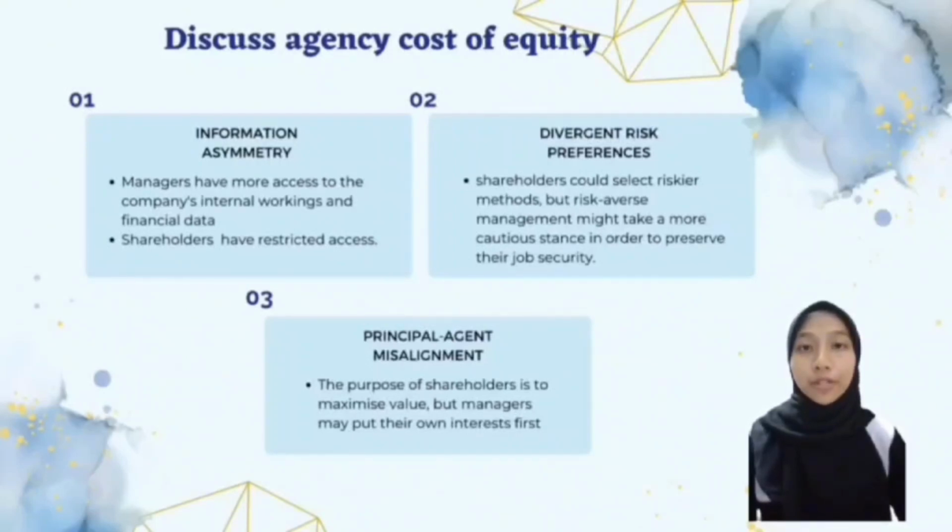First, information asymmetry between shareholders and management. It happens when managers have more access to the company's internal workings and financial data, meanwhile shareholders have restricted access. Second, divergent risk preference. It happens when shareholders could select riskier methods, but risk-averse management might take a more cautious stance in order to preserve their job security. Lastly, principal-agent misalignment. The purpose of the shareholder is to maximize value, but managers may put their own interests first by prioritizing things like pay, benefits, and job security.